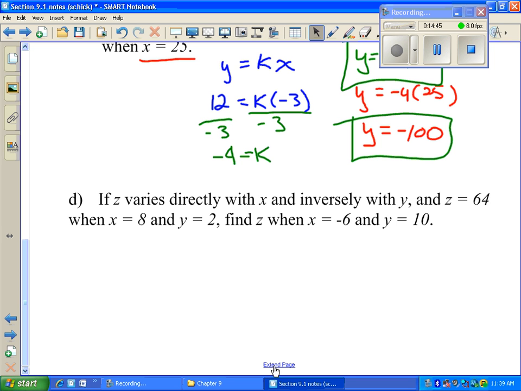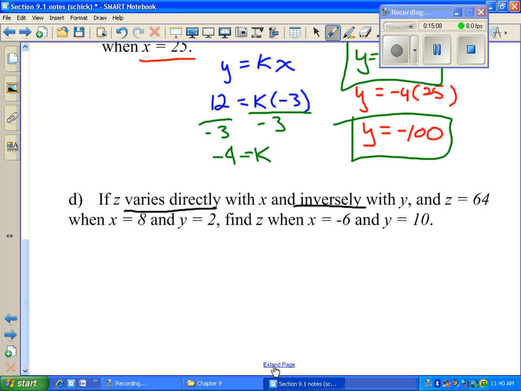If z varies directly with x and inversely with y, and z is 64 when x is 8 and y is 2, find z when x is -6 and y is 10. Well, again, this is a joint variation because more than one thing is happening.